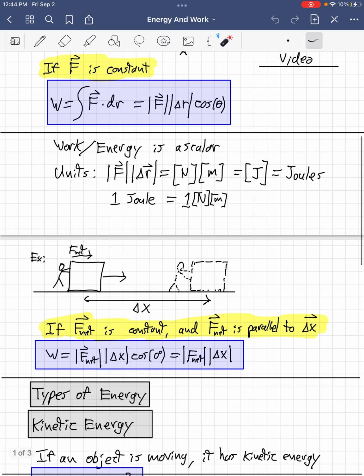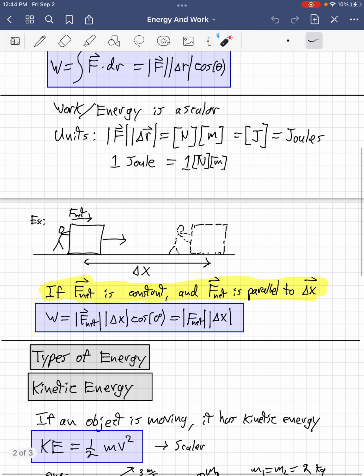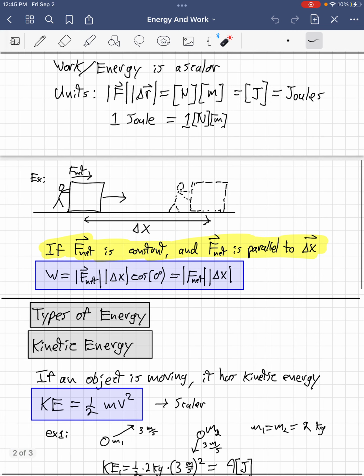All right, so if we go back to this example of this fella pushing this block along, if he's moving it with some net force, and he moves a distance delta x, and it's moving parallel to the direction that the force is being applied, then the cosine of the angle between them is 0. And then the work that is done is going to be F net times delta x. All right, so we'll come back to work in a moment.